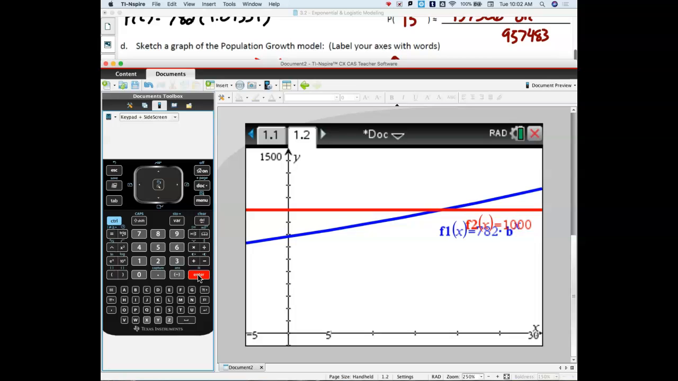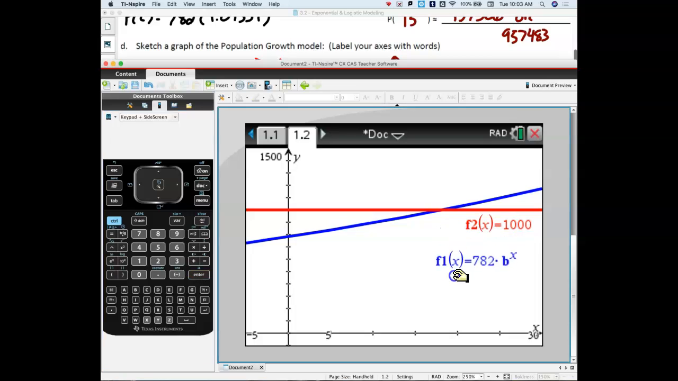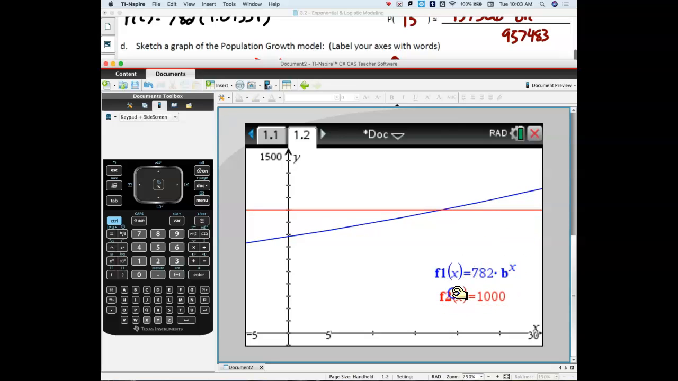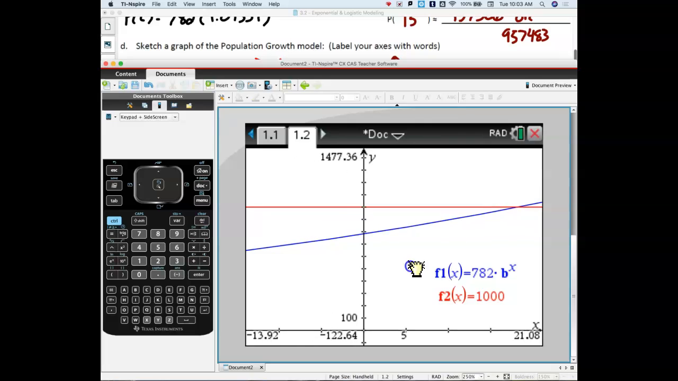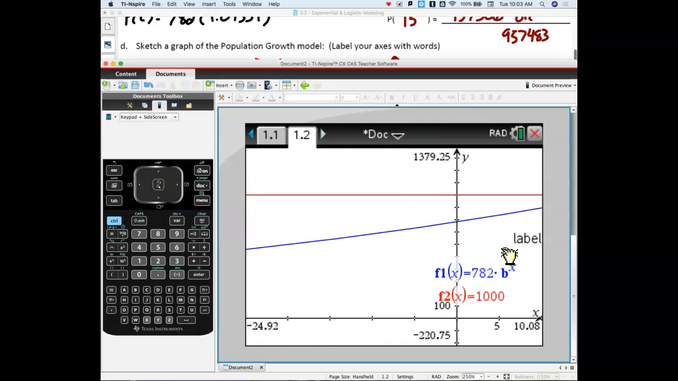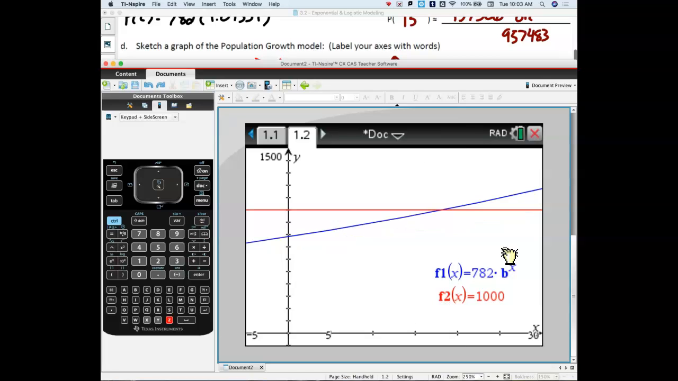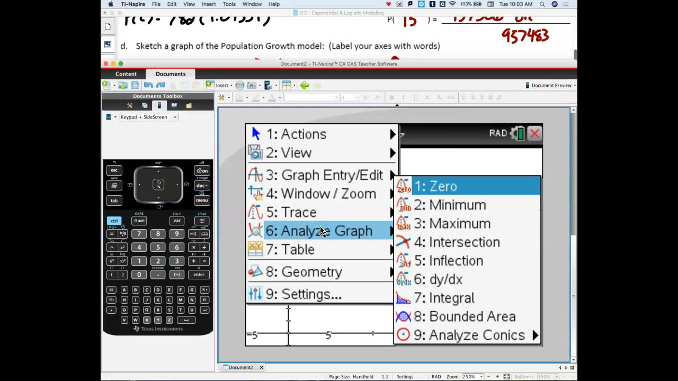Okay. Love it. Now, my next question to you is this. What if our graph ended up looking like that? Are we gonna find a new one? Yes. We'd have to slide it over until we found that intersection point. We just so happened to be smart about it, and we found a range where we had the intersection point in there. Okay? So now what? How do I find that intersection point? Put it in there. Menu, analyze graph, intersection.